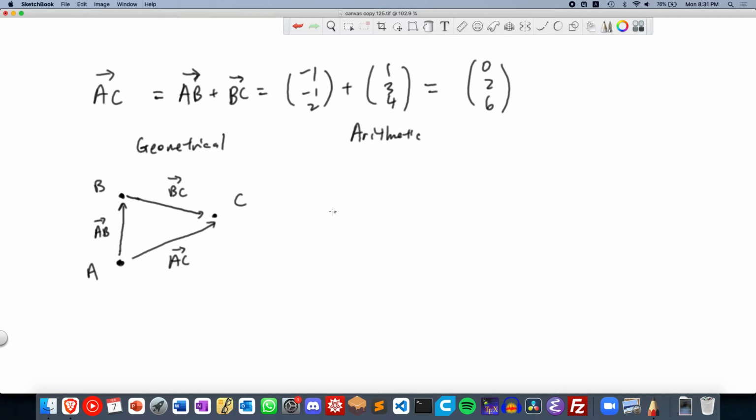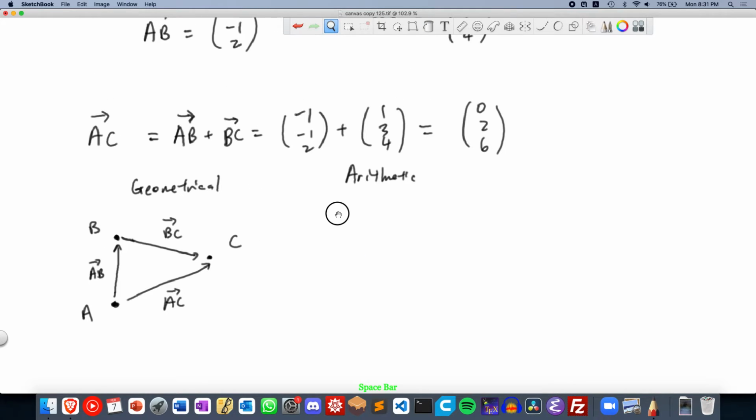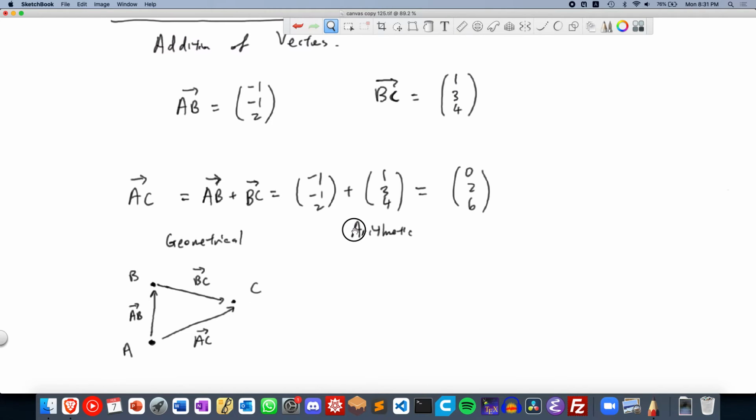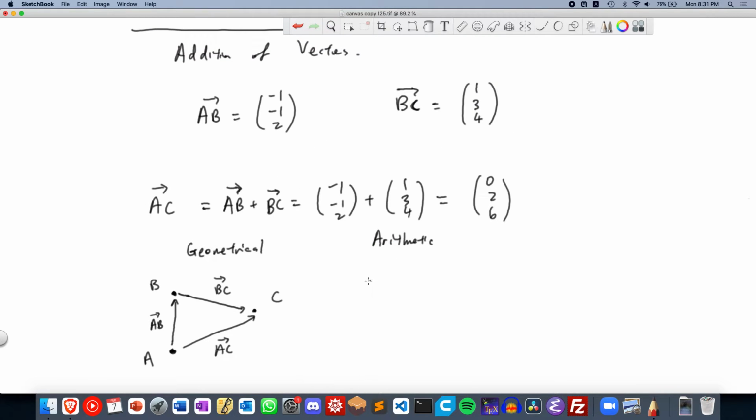So the first lesson we can take away is that when you add vectors, there are two pictures you need to have in mind. One is the geometrical picture, which is just the adding up of arrows. And how do you add up arrows? You go from tip to tail. So if you have one vector like that and you add it with another vector, then the sum of these two vectors will be like this.